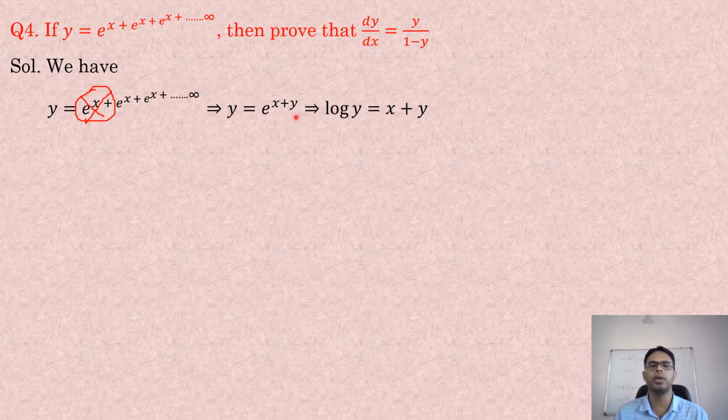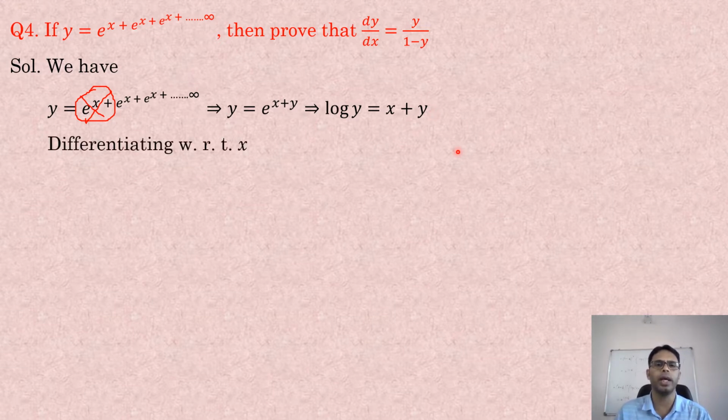So log y is equal to x plus y into log e actually, but the value of log e is equal to 1, so I am not writing it here. So log y is equal to x plus y is our expression now. Now just take differentiation. Differentiating with respect to x, the left hand side is simply 1/y dy/dx, and in the right hand side the x derivative is 1 plus the y derivative, which is simply dy/dx.